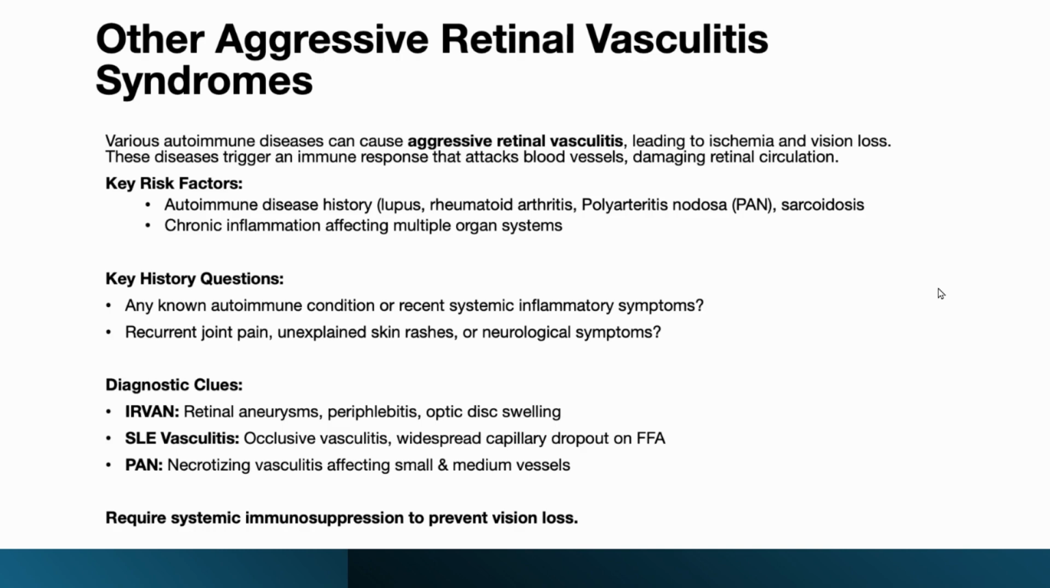Diagnostic clues include SLE or lupus vasculitis with occlusive changes on fluorescein angiography, PAN with necrotizing vasculitis, and UVAN presenting with retinal aneurysms and periphlebitis. These conditions require systemic immunosuppression to prevent sight loss.